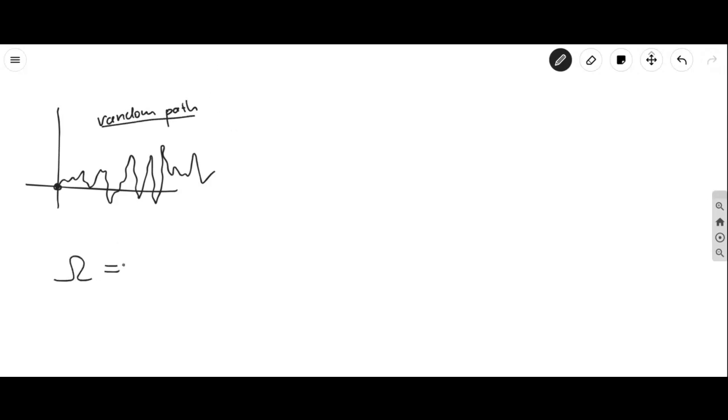And then the sample space would just be the set of all such paths. That's, of course, an uncountable set for one simple reason, because they're indexed by the real numbers. So for every real number, you have a value. And it would be a little bit hard to work with something like this directly.